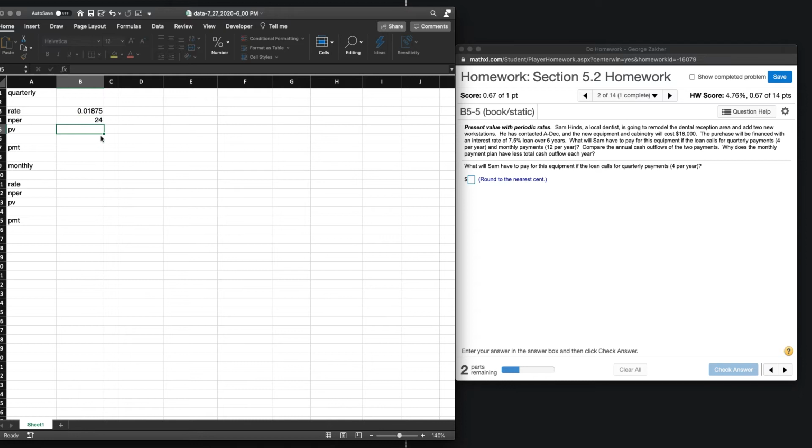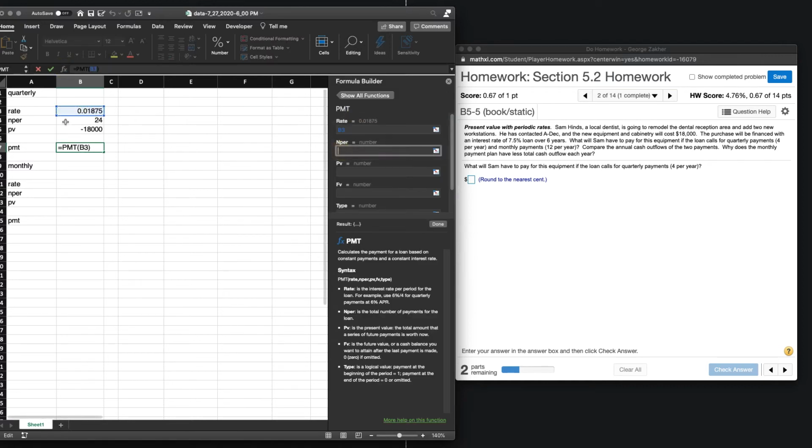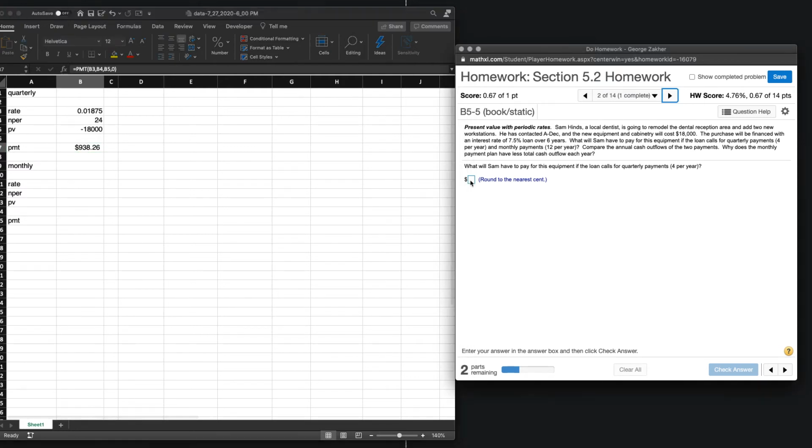Okay, so in other words, we're going to pay this loan off in 24 total periods if you go quarterly. And our present value is simply the cost of that cabinetry. So in this case, it's $18,000. So now we can go ahead and use our payment function. Okay, future value not being used, and we can stop there. Right, so that quarterly payment is $938.26.